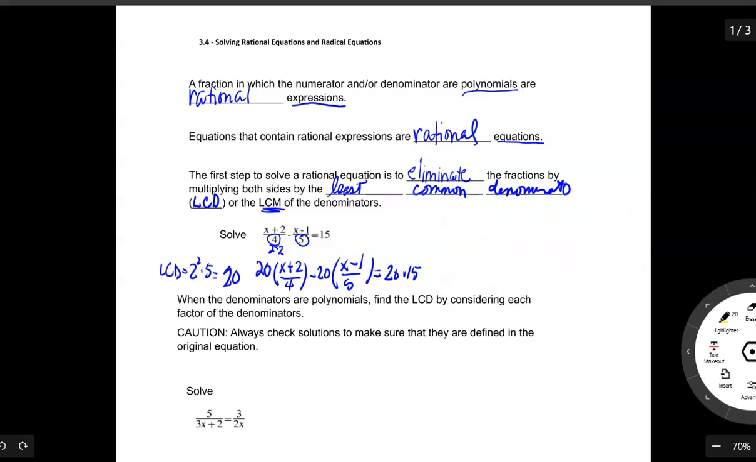Okay, so I'm going to rewrite this. I'm going to put the 20s over 1 so that I can treat them like a fraction. And then the 20 and the 4 reduce, leaving a 5 in the numerator. So that gives me 5 times x plus 2. And then the next 20, putting it over 1, reduces with the 5, leaving a 4. And it's a negative 4. And then on the right side, I have 20 times 15, which is 300.